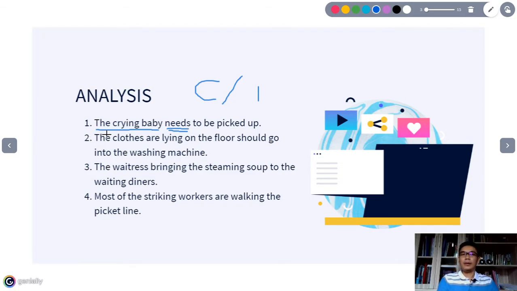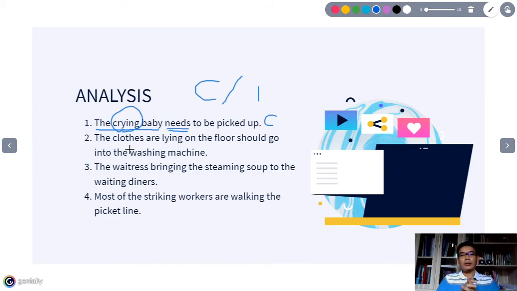Does it have a present participle? It does. Crying here. Is it a part of the verb or is it an adjective? Because it doesn't have forms of be here, so it is adjective. That's why sentence number 1 is correct. Okay, now let's move on to question number 2.